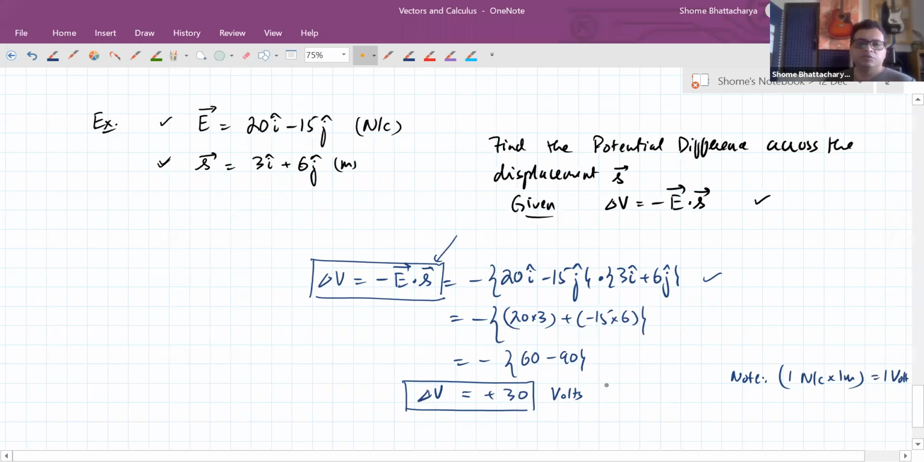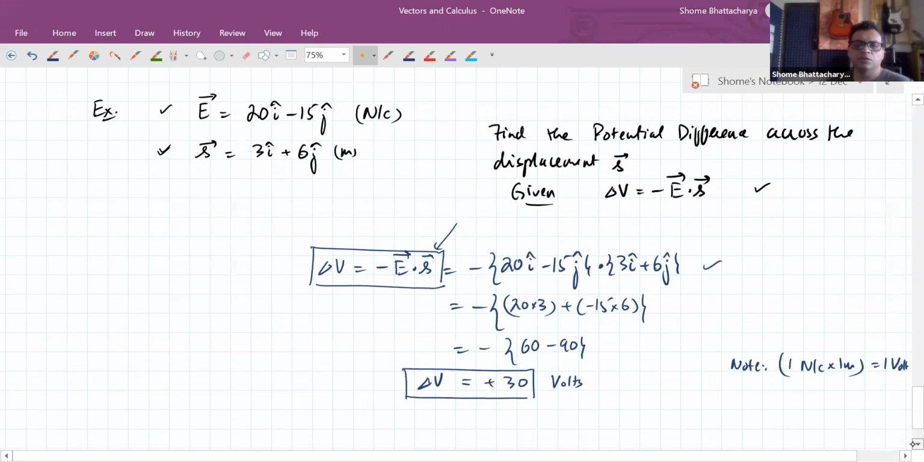So this is an example of the application of dot product in something other than work done, in the formula of potential difference in terms of electric field and displacement. So once again, if you're not familiar with the concept of electric field and potential, don't worry about where this formula came from. At this stage, just concentrate on the application of the dot product. Okay. So this is about scalar product or dot product.